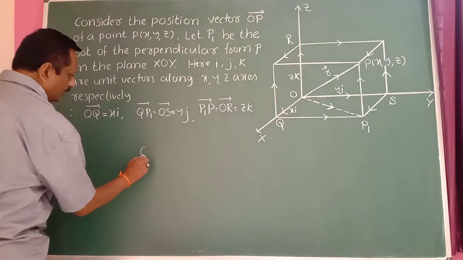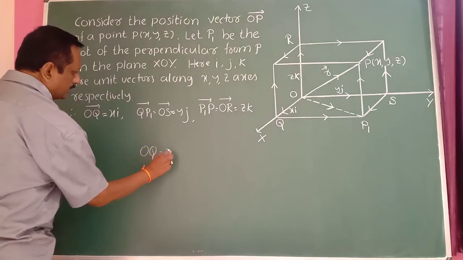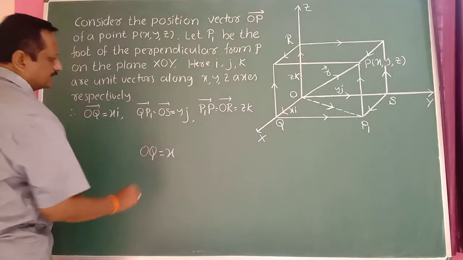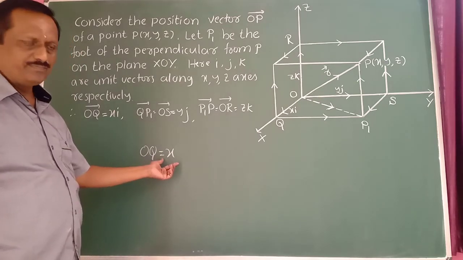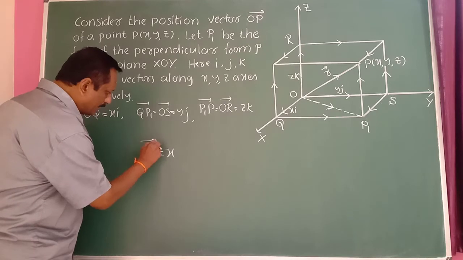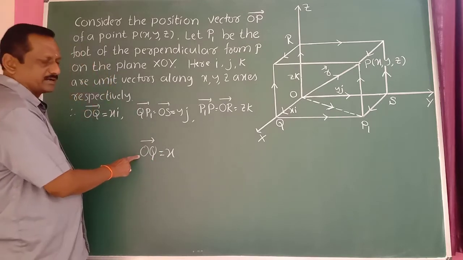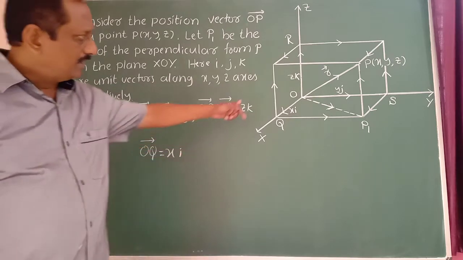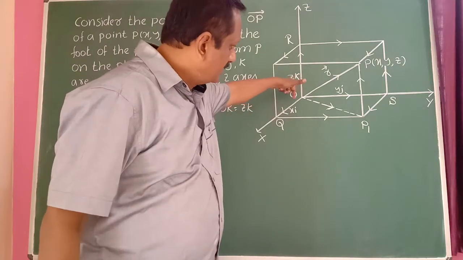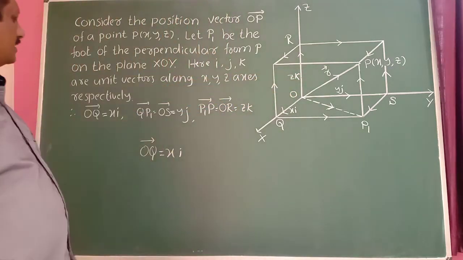Here OQ is equal to x. It is a scalar quantity, which means it has only magnitude. If you take an arrow mark here, then that becomes a vector. In that case, multiply by i, because i denotes the direction. i denotes the direction of the vector here.